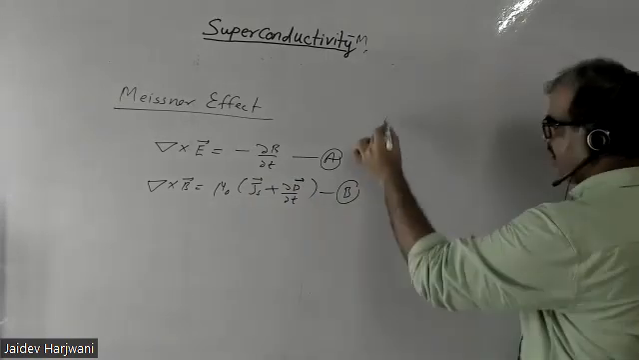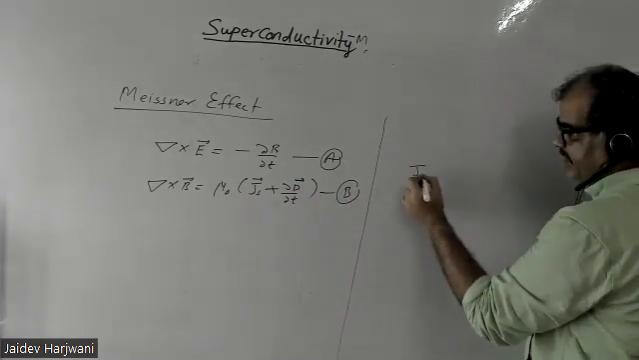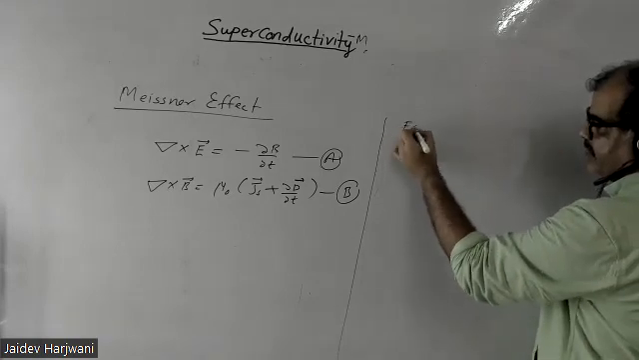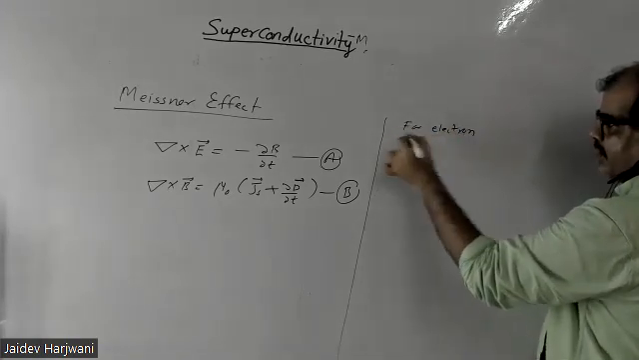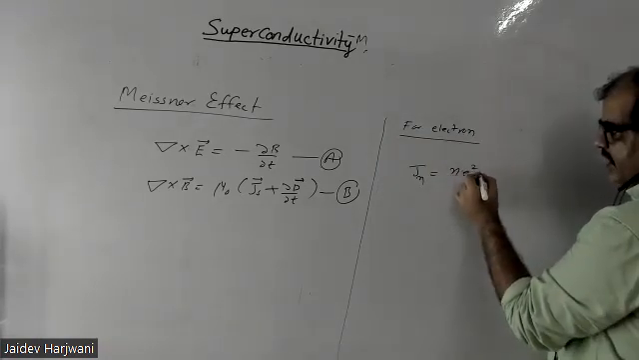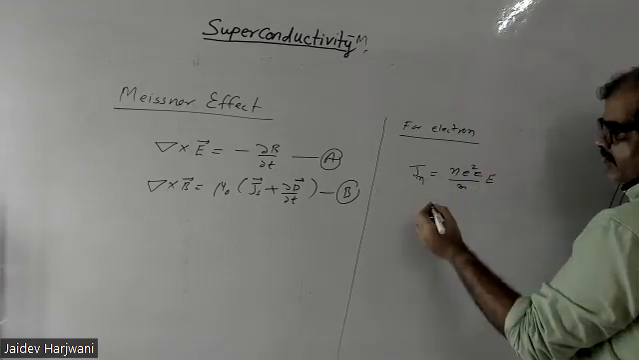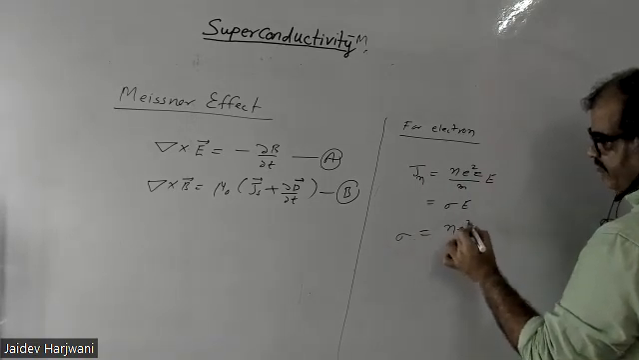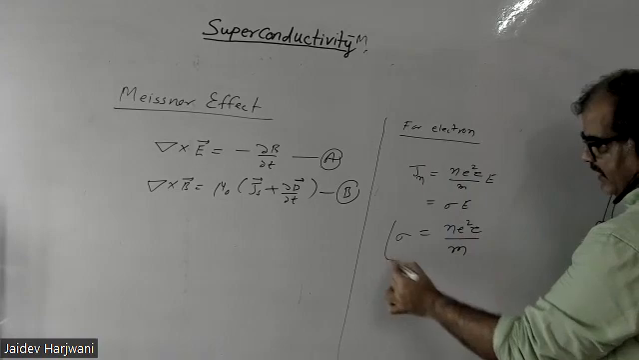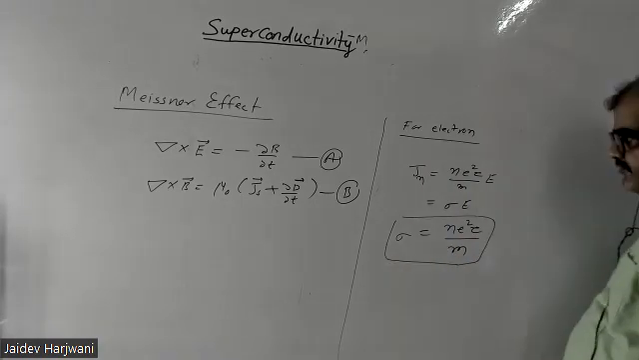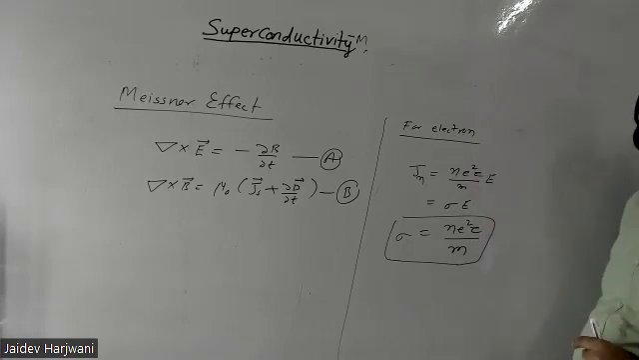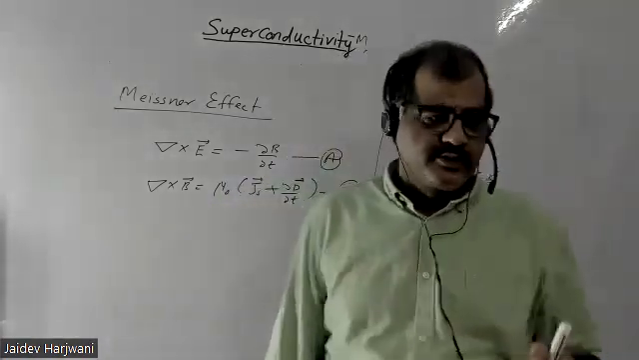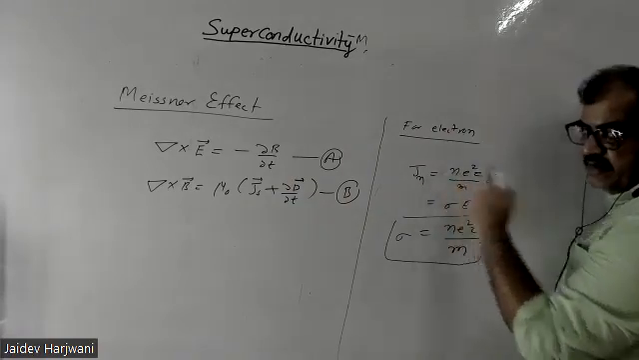And before that, I told you if I write the current density for a normal electron, we have the equation n e square tau by m times E. So your J is sigma E, and sigma for normal electron from Drude law is n e square tau by m. So for normal electron there is a relaxation time, because the normal electrons are interacting with the lattice. So here if you make E zero, your current will become zero.